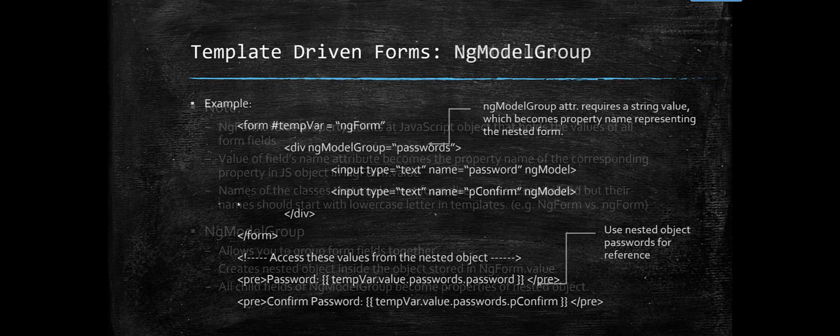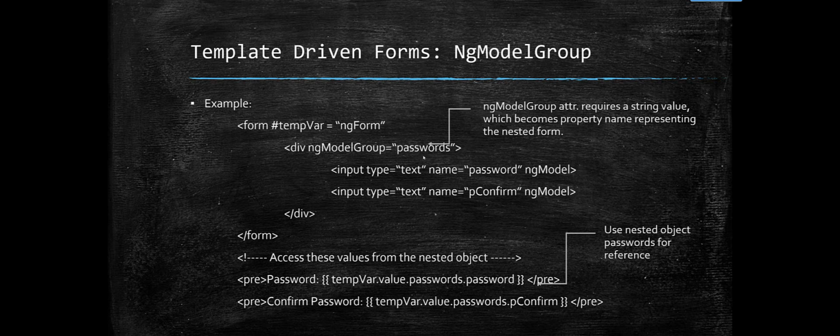So where were we? In this example with the ngModelGroup, again we're declaring the form element with the local template variable tempVar and binding that to ngForm. Right below that, we create a separate div with the ngModelGroup that will bind these two elements right here to the ngModelGroup. Name, password, again, pConfirm. So if we want to get access to these in our method in the component, then it'd just be tempVar dot value dot passwords or pConfirm.